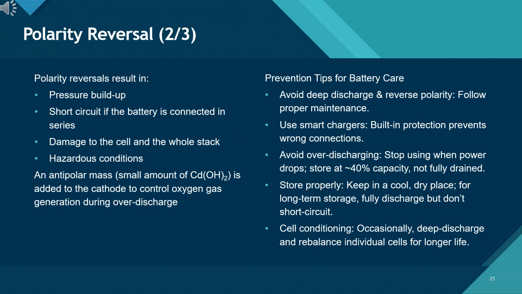Occasional conditioning for NICD. Some users recommend a controlled deep discharge every few months to keep cells balanced. On the factory floor, this means keeping a close eye on both equipment and batteries. Don't ignore low-voltage warnings. Don't mismatch cells of different ages or conditions in the same pack, and always follow the correct charging procedure. These simple steps can prevent expensive damage and keep both workers and equipment safe.